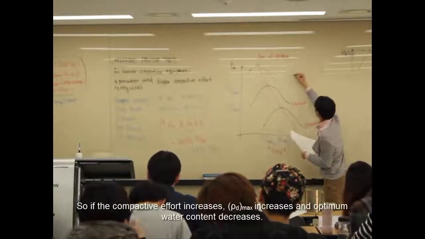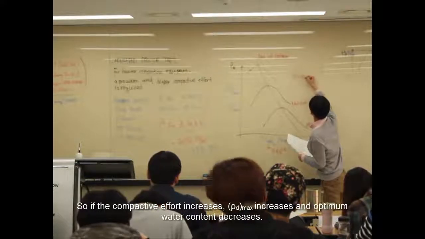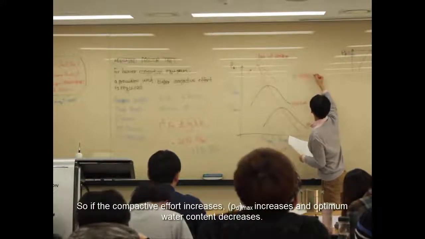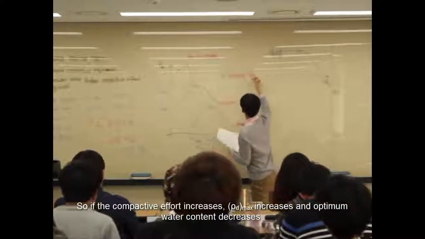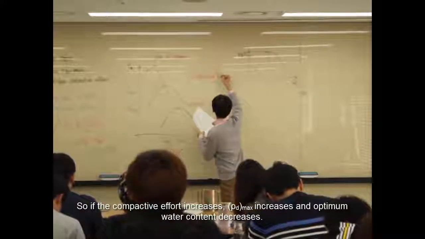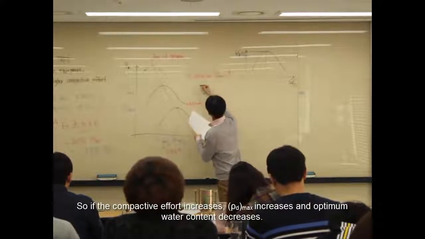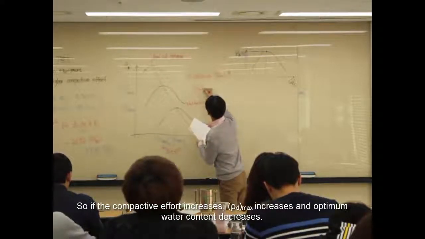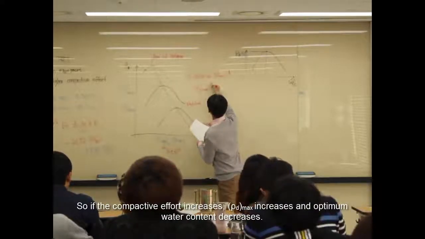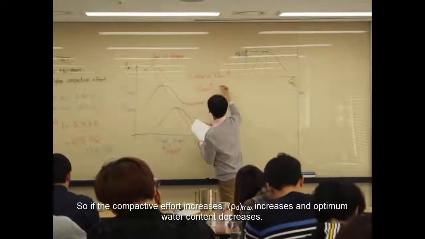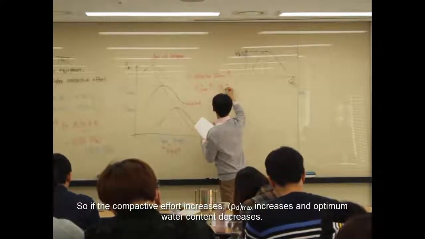So if the compactive effort increases, rho d, the maximum dry density increases, and the optimum water content decreases.